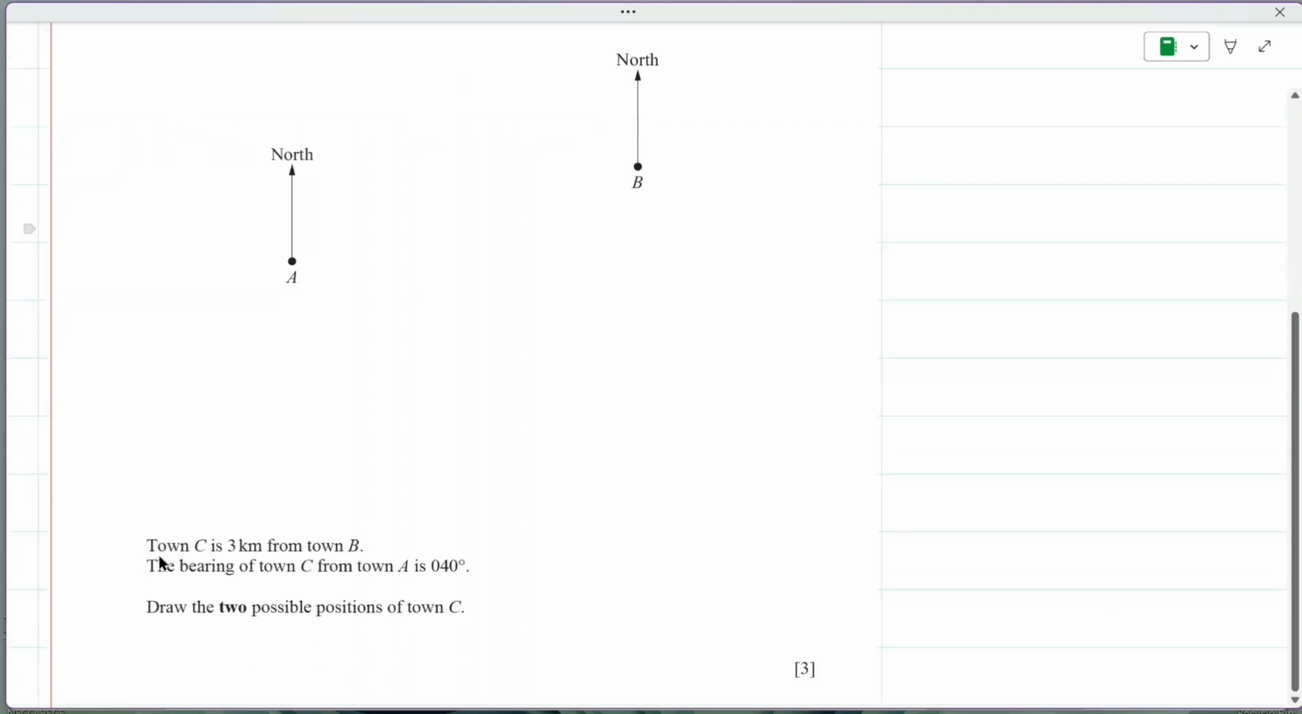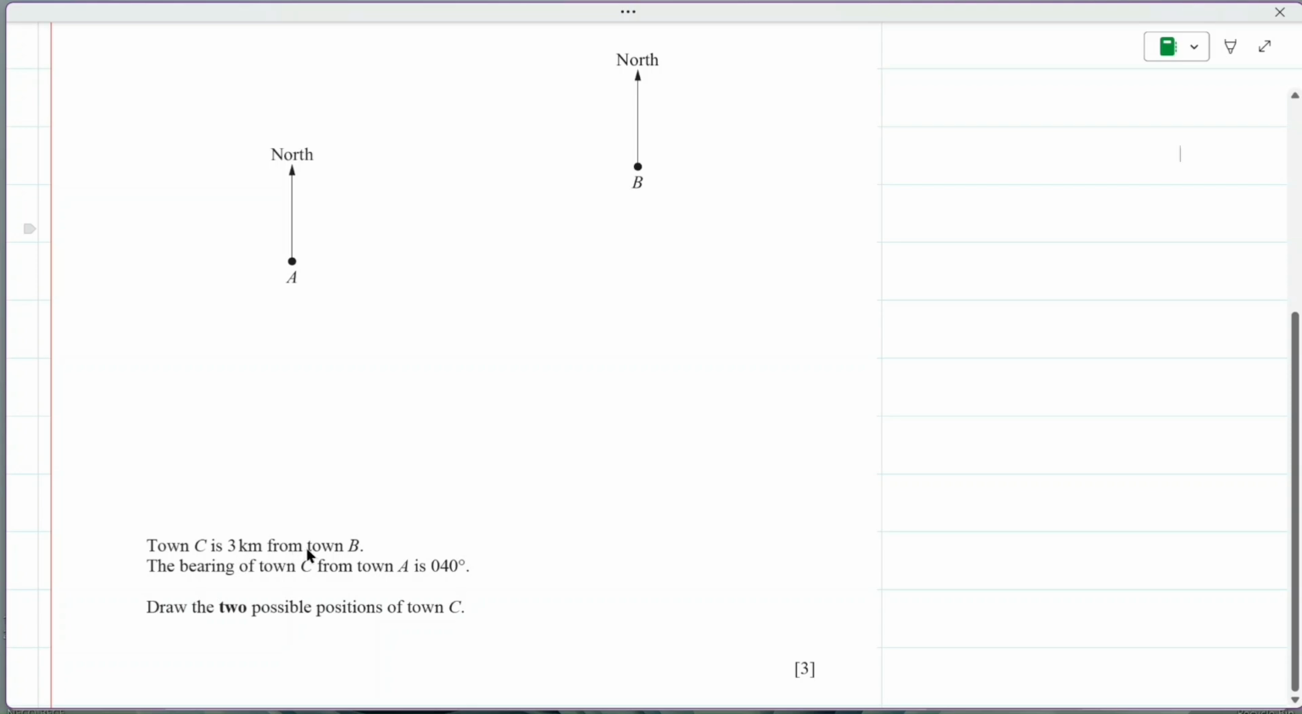You should know that. Town C is 3 kilometers from town B. The bearing of town C from town A is 40 degrees. That's on the 3-figure bearing. Draw the two possible positions of town C. These two lines are very crucial in solving this question. Town C is 3 kilometers from town B.